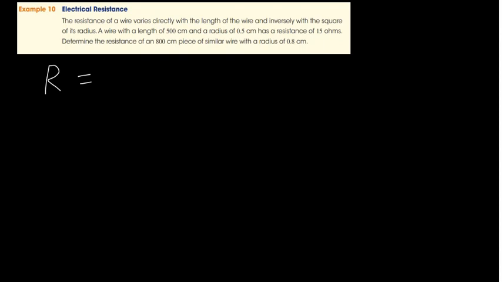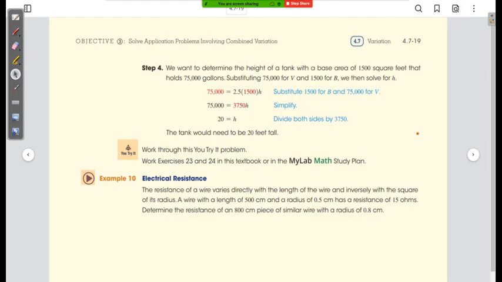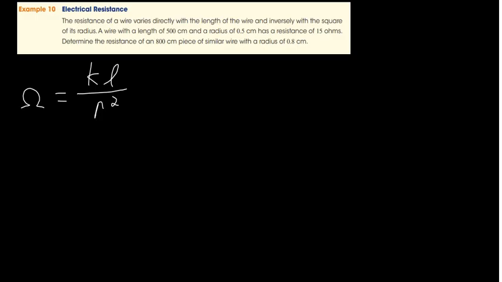So I'm going to put this as a fraction. It's going to vary directly with the length of the wire, so K and then L, and inversely with the square of the radius. The radius we're going to use a little r, and it's going to be the square of the radius. So big R is the resistance, and little r is the radius. I'm pretty sure resistance is also omega for ohms. Let's see what the textbook does. The textbook just uses a big R, so we're just going to use a big R as well.